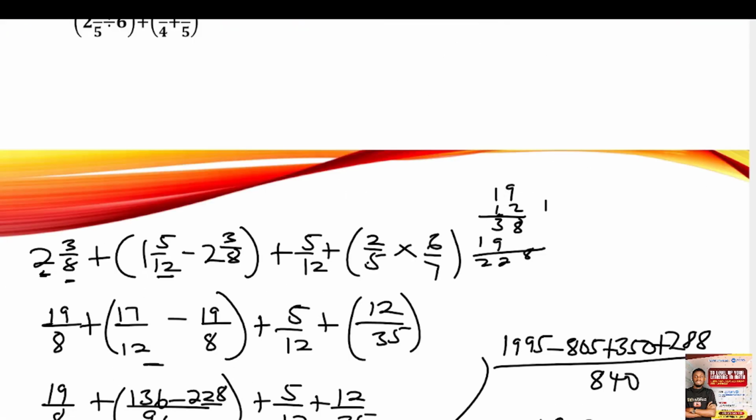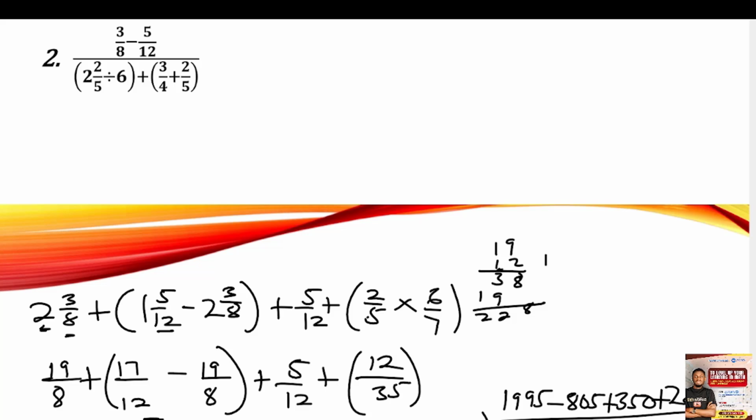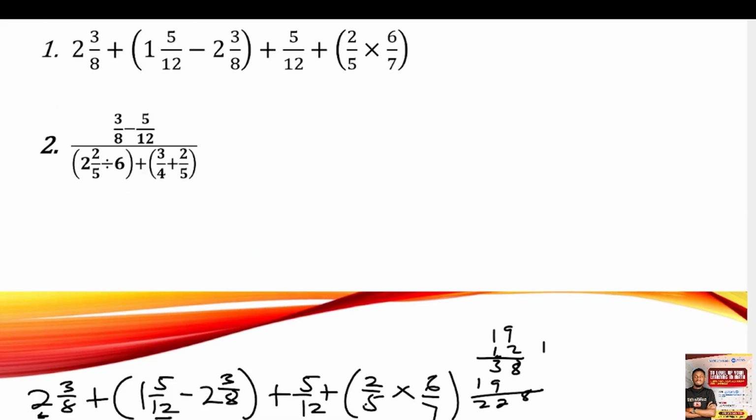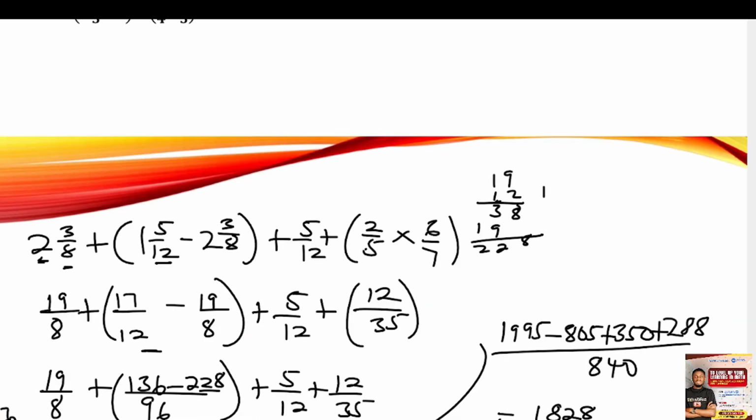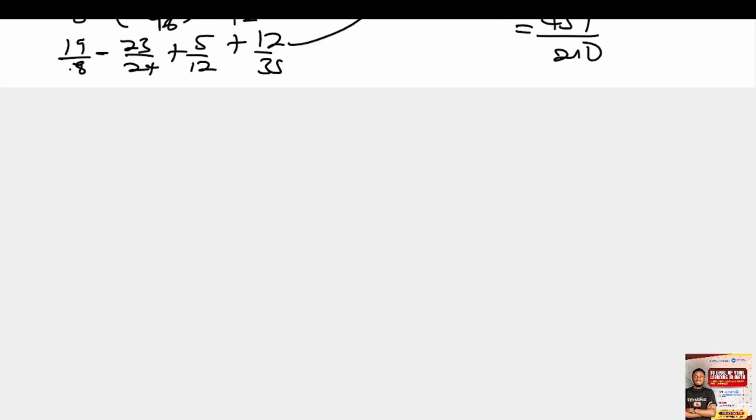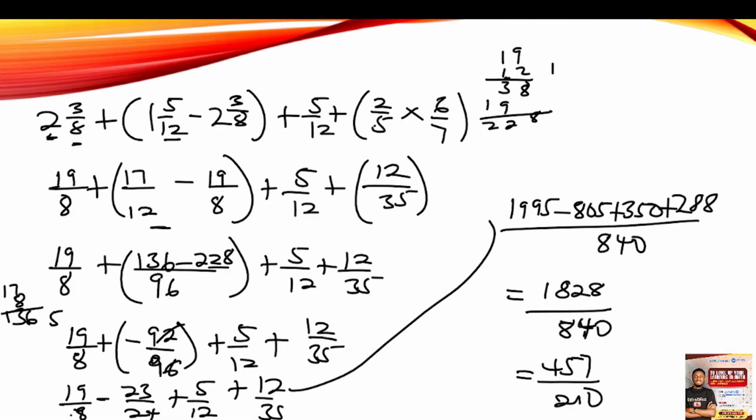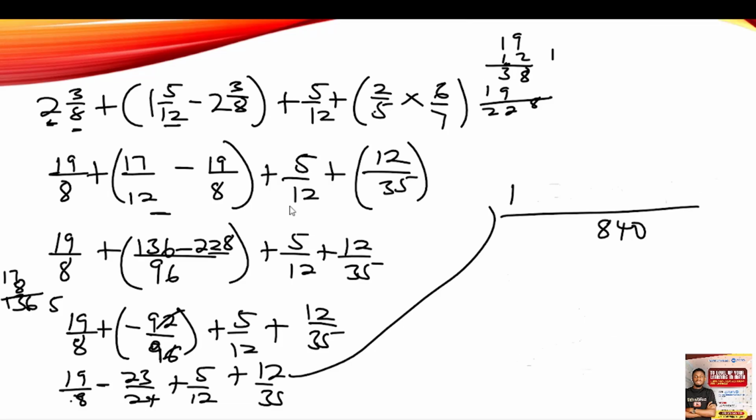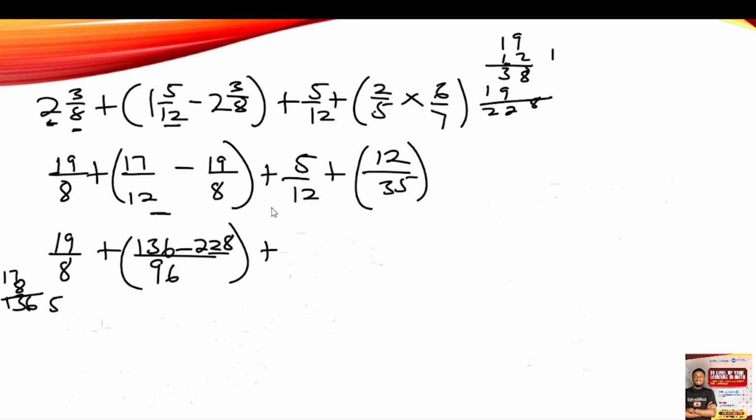Now the next one that we want to tackle is question 2, which is 3 on 8 minus 5 on 12, all on 2 whole number 2 on 5 divided by 6 plus 3 on 4 plus 2 on 5. Okay, so now let me clear the results for the first one, and I'll write the last one here too.